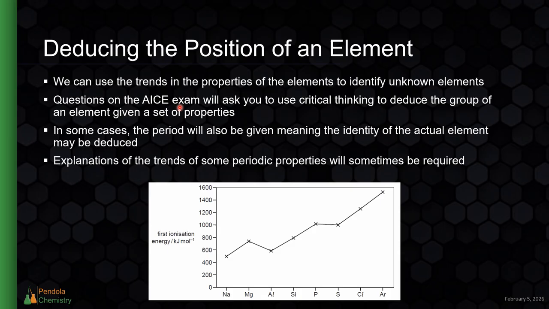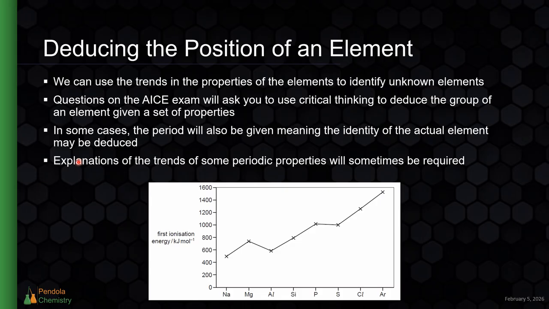when it comes to the Cambridge exams. In some cases, they won't give you a specific period, and you have just to identify an element based on its group. So you could say it's a group 2 metal or a group 1 metal. Sometimes they'll give you the period, and they'll tell you it's a period 3 element. And so as soon as you know which group it's in and you deduce what group it's in, you'll be able to identify the actual element from that deduction.